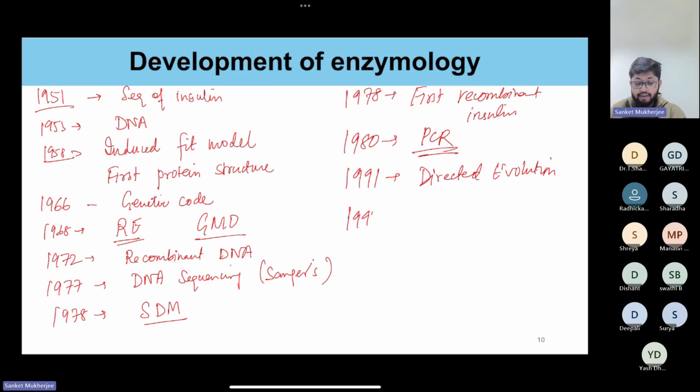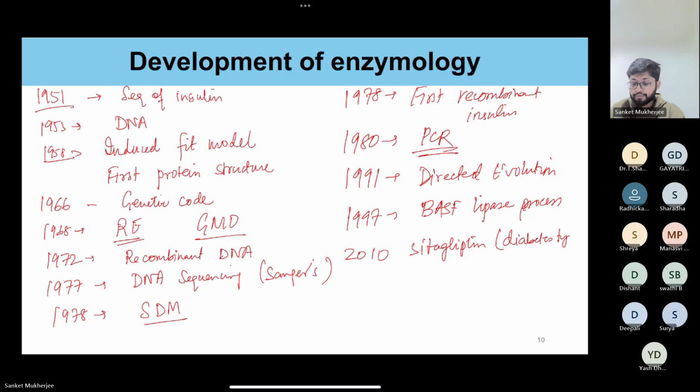In 1997, BASF lipase was found. It's a process to produce chiral amines. In 2010, transaminase was synthesized for sitagliptin. This is used to treat type 2 diabetes.